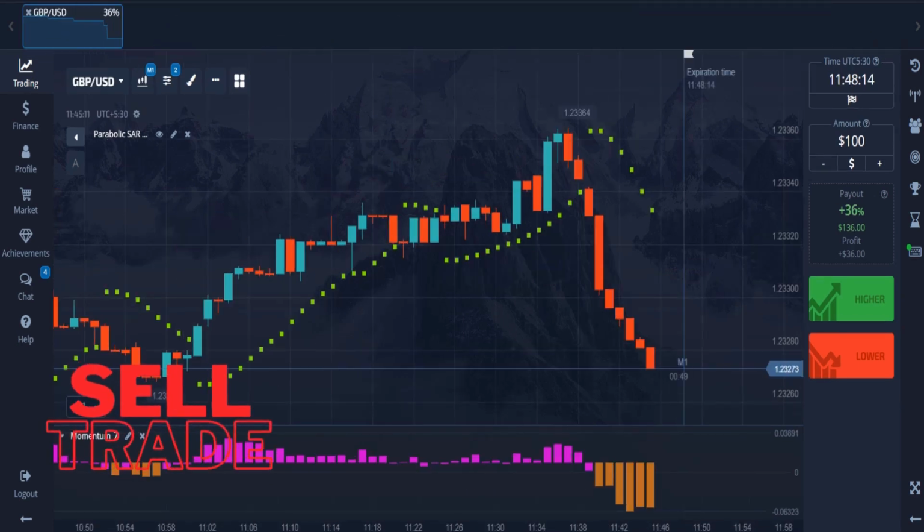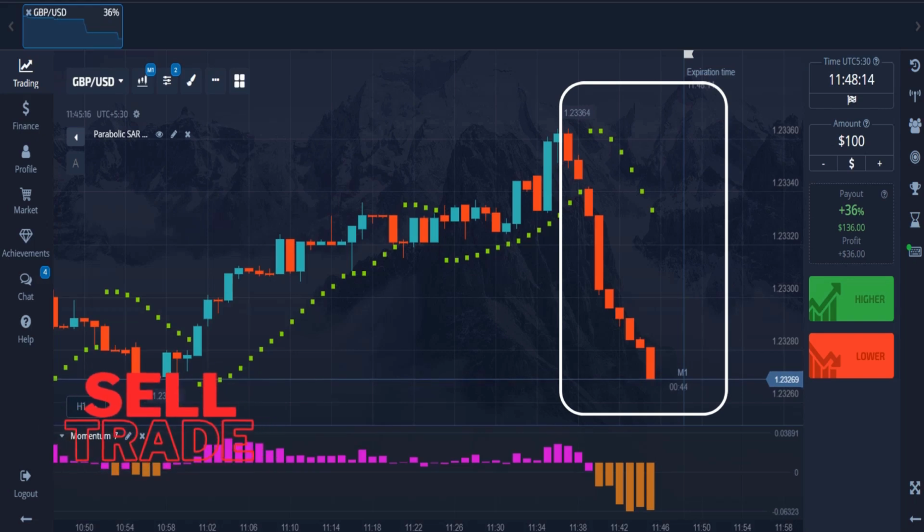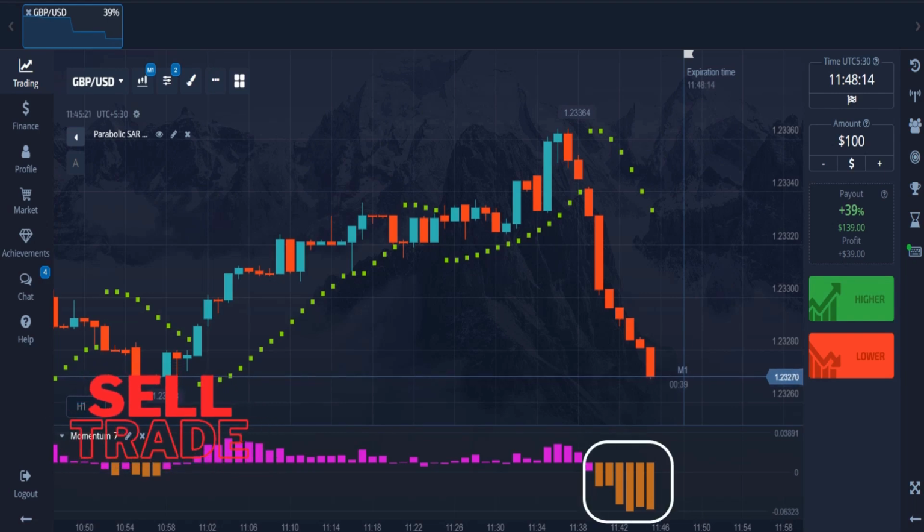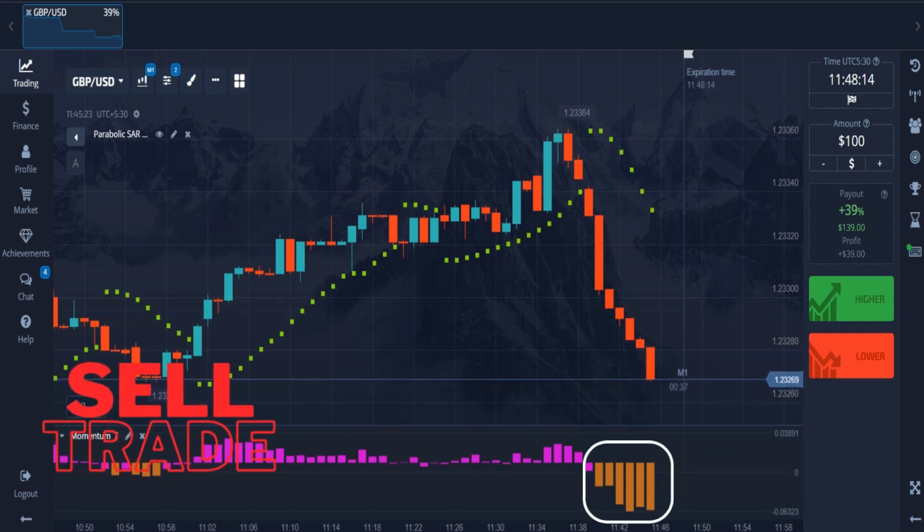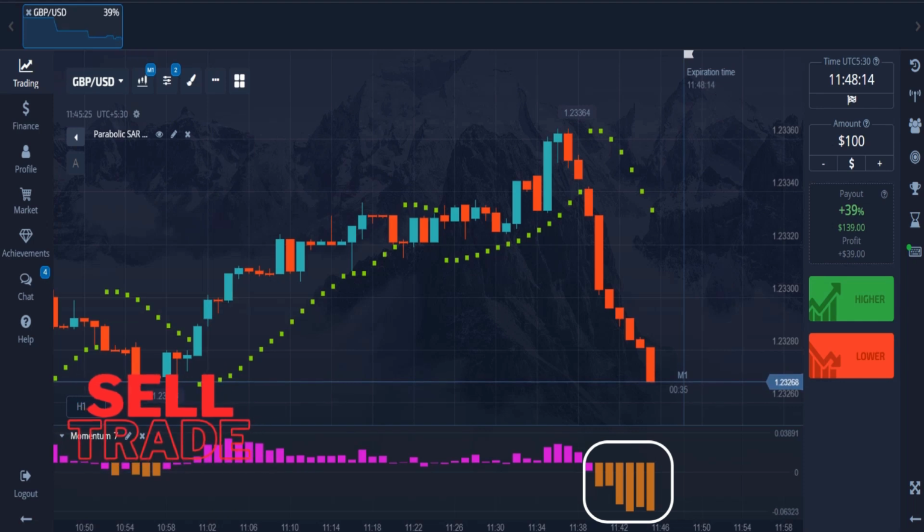For a sell trade, look for strong bearish momentum. Check the Parabolic SAR. When the dots start forming above the candle, that's a signal. At the same time, the momentum indicator bar should be below the zero line. That's the right time to take a sell trade.